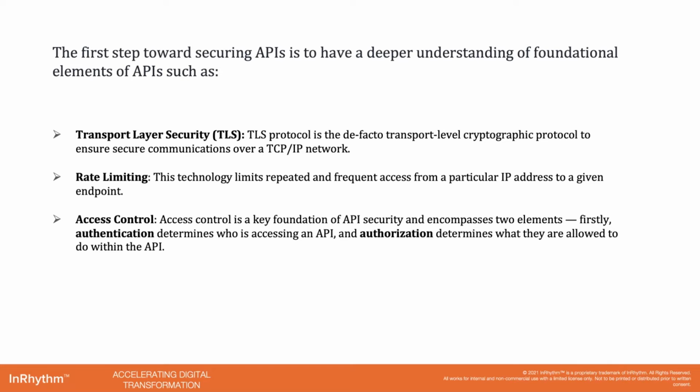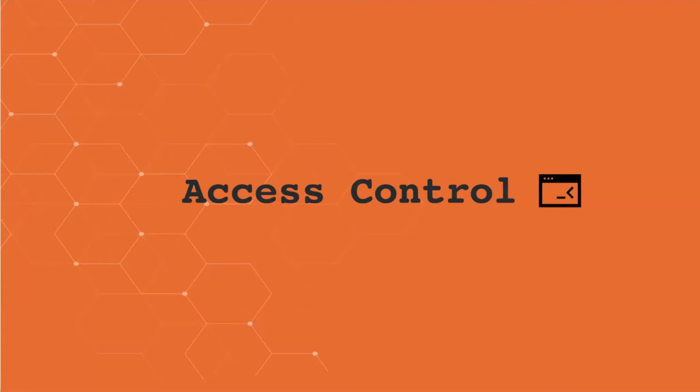The next we have access control. Access control is a key foundation of API security and encompasses two elements. Firstly, authentication determines who is accessing an API, and authorization determines what they are allowed to do within the API. Okay, let's discuss more about access control.